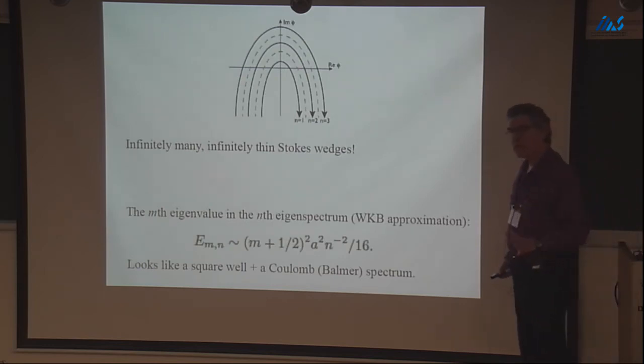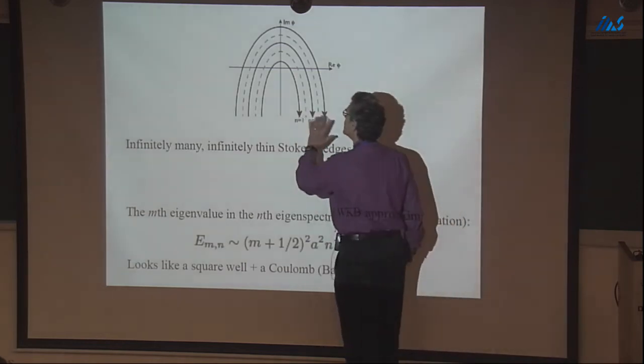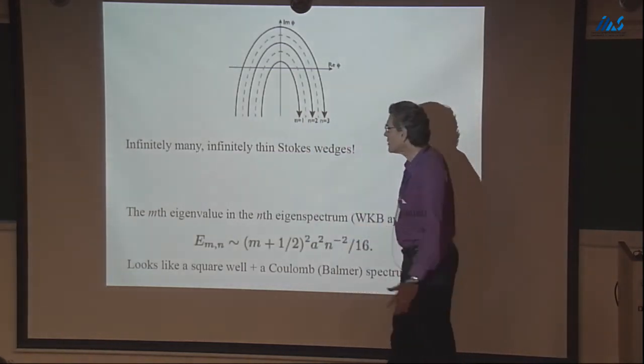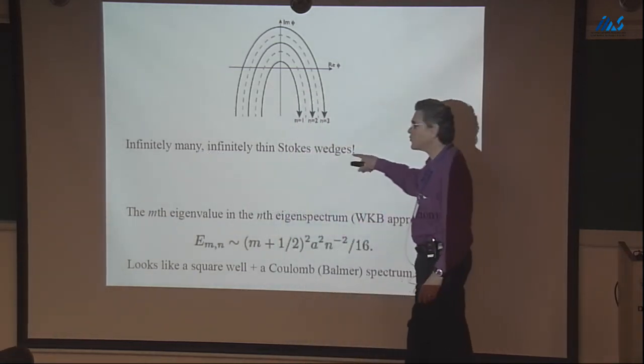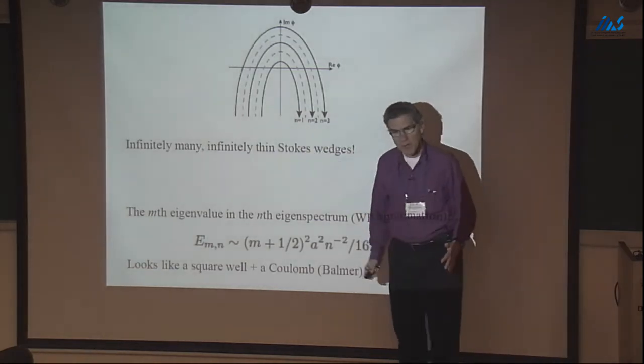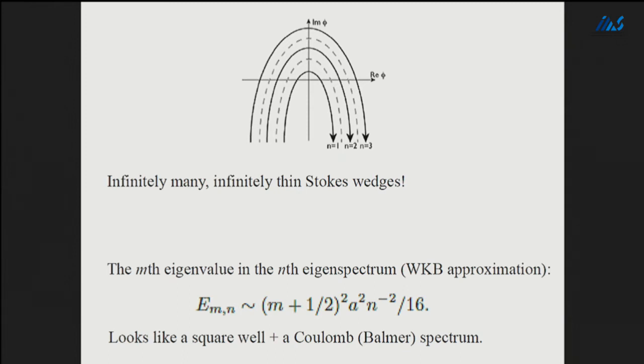Okay? And if you try to quantize the system, you find something really beautiful. The paths are only in one sheet of a Riemann surface, but there are infinitely many, infinitely thin Stokes wedges. And each Stokes wedge corresponds to a different quantum spectrum. So if you look at the nth eigenspectrum in the mth Stokes wedge, you see that the eigenvalues asymptotically, the WKB approximation, has this beautiful form. It looks like a square well as far as M is concerned, and a Balmer spectrum as far as N is concerned. It's really very pretty, quite remarkable. So you have an infinite number of topologically independent theories, all coming from an x e to the ix potential. It's quite beautiful.